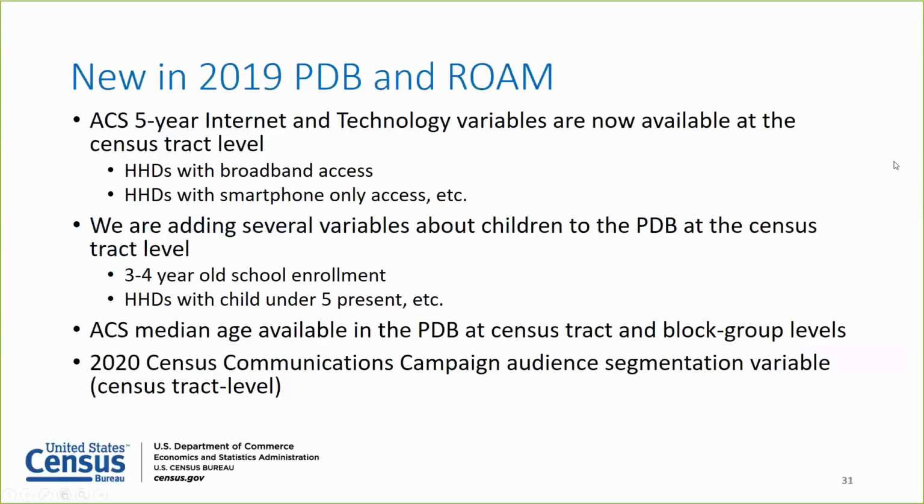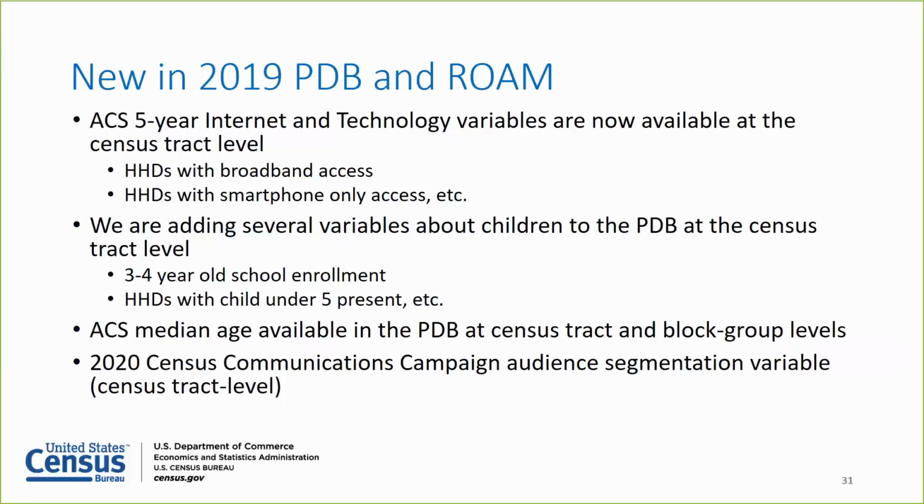So some of the new things in 2019, we've got the ACS 5-year Internet and Technology variables are now available at the tract level, not the block group, but on the tract file. This includes the number of households with broadband access, the number of households with smartphone-only access, so that means in that household the only way to access the internet is a web device or a mobile device, which is important to know when you're planning a survey response. And there's some other characteristics about the number of people with access, etc., that are available on the file.